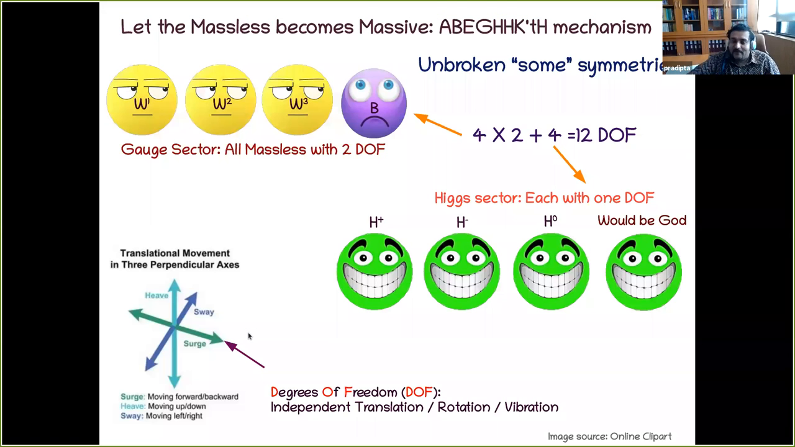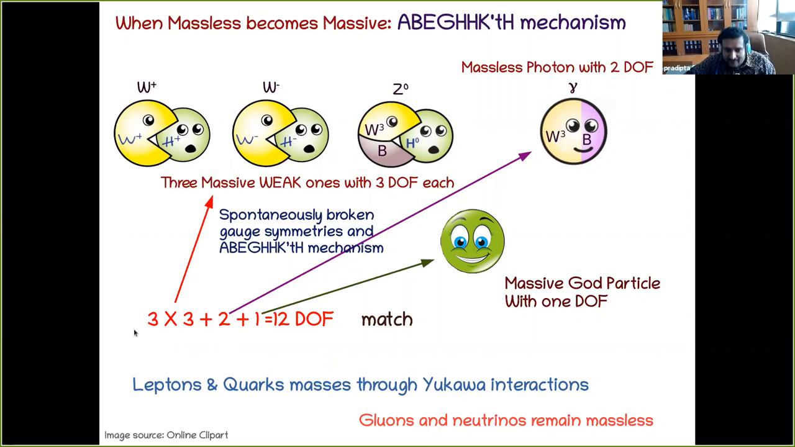So we started with 3 massless mediators for the weak sector, 1 massless mediator for the hypercharge sector, and 4 massless entries from the Higgs sector. Now we ended up with 3 massive gauge bosons, W plus, W minus, and Z, 1 massless mediator, which is the photon, and a massive scalar Higgs, which has 1 degree of freedom. So 9 plus 2 plus 1. Once again, we have 12 degrees of freedom.